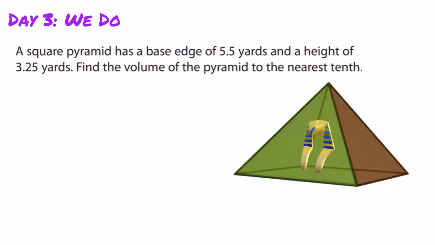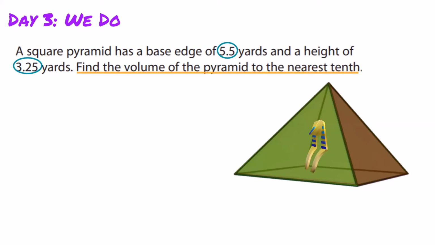A square pyramid has a base edge of 5.5 yards and a height of 3.25 yards. Find the volume of the pyramid to the nearest tenth. Let's use our cube strategy. First thing we'll do is circle important numbers. We have 5.5 yards and we have 3.25 yards. Next we will underline the question: find the volume of the pyramid to the nearest tenth.